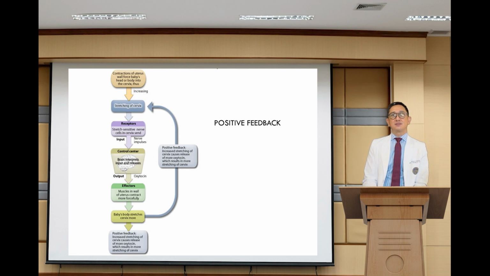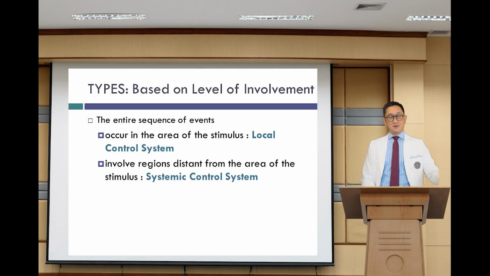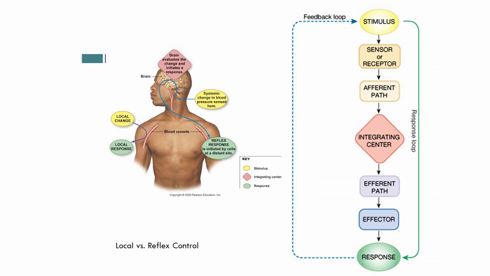Okay, we can actually move on again. So we've talked about negative and positive feedback based on response. And based on level of involvement, you have your local control system and systemic control system. When you say local, it occurs in the area of the stimulus. Systemic involves regions distant from the area of the stimulus. So this is your systemic control system.